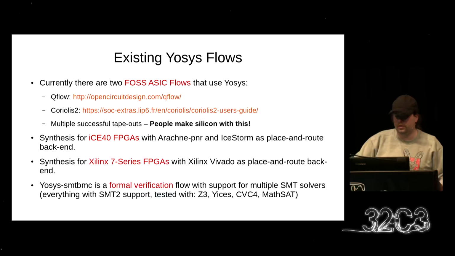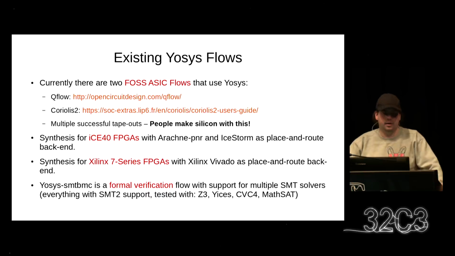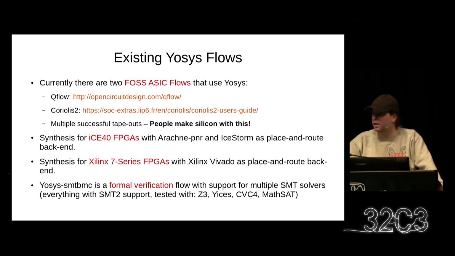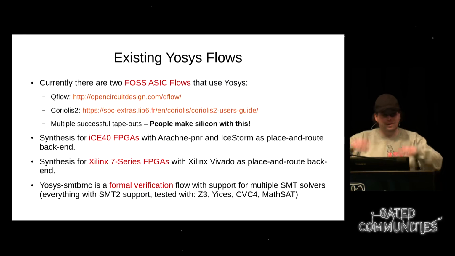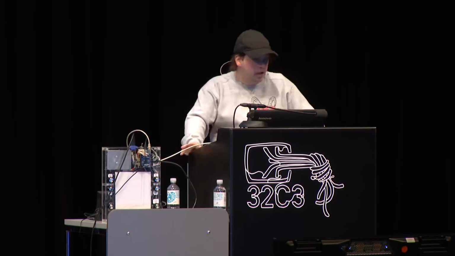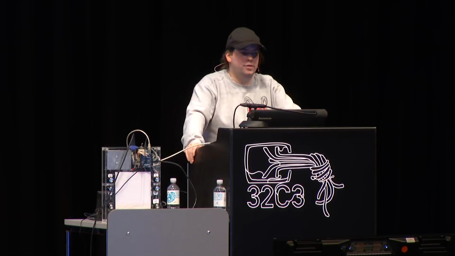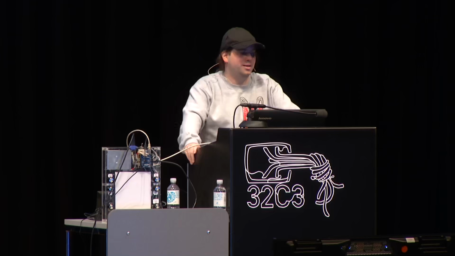There are two ASIC flows that use Yosys as front end. There's Qflow and there's Coriolis 2. Both of them have already been used to tape out chips. For Qflow, I also know that people have taped out commercial chips with that. So this is something that is actually in use, and it's not a thought experiment. Then, of course, there is the synthesis for iCE40 FPGA, which is the flow I'm talking about right now.